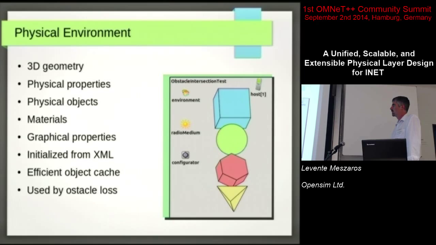And there's this new physical environment model. The old model was replaced by this one. It includes certain 3D geometric classes that are needed to properly represent 3D objects with 3D shapes, positions and orientations. The objects can have graphical properties, and they actually appear on the canvas. They can be initialized from XML if you have lots of data to be loaded. And there's also an efficient object cache for intersection that is used by the obstacle loss.